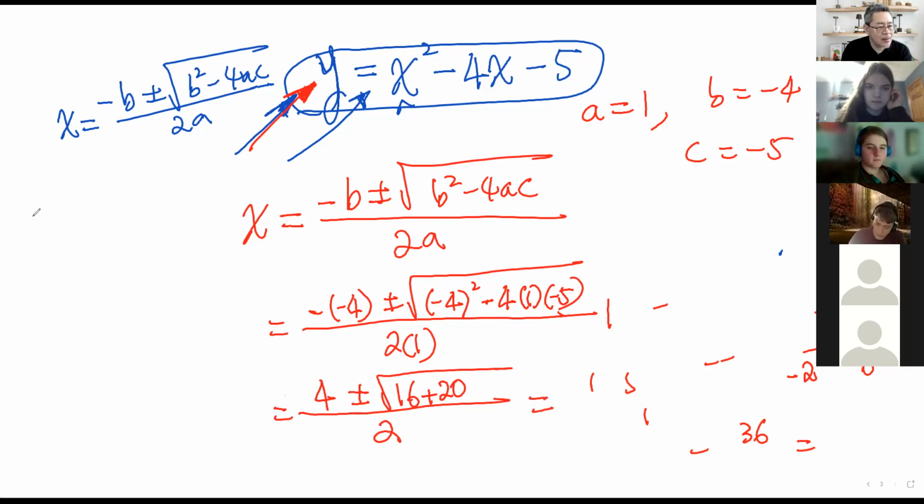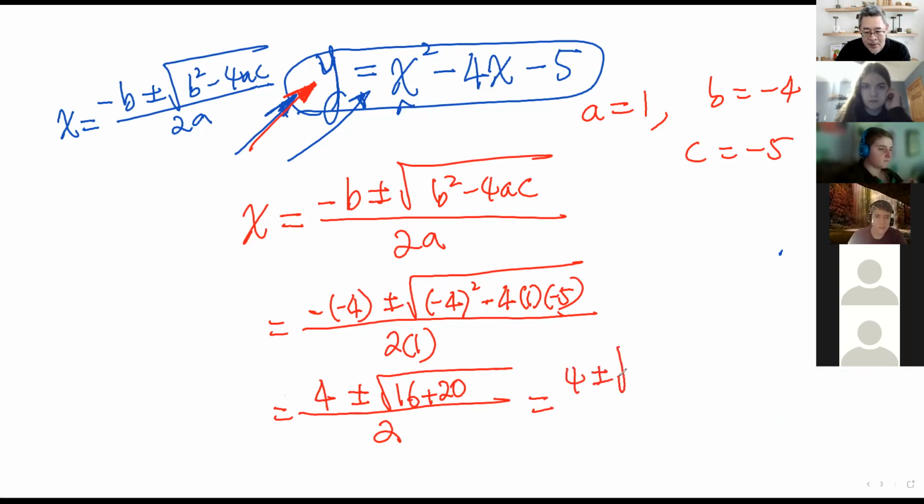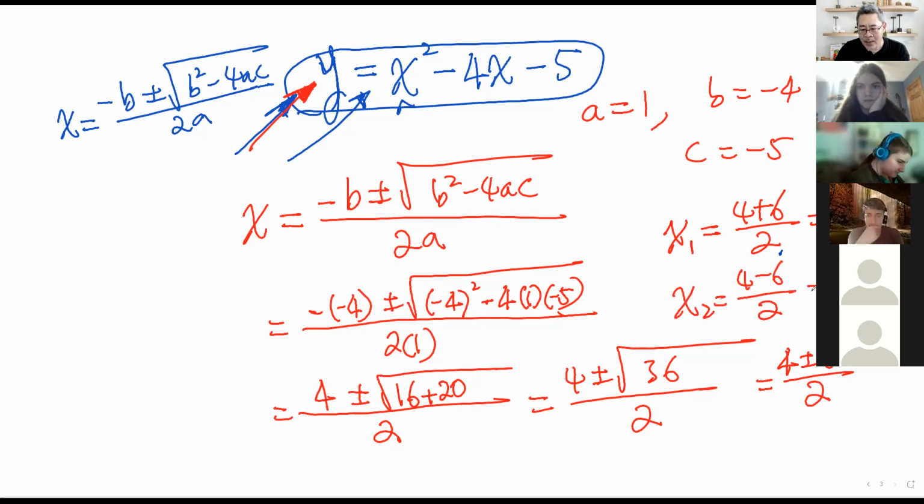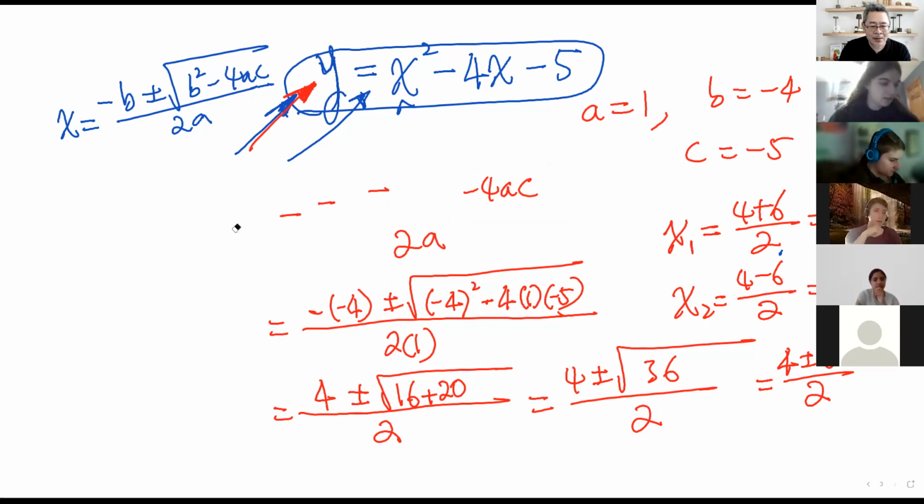And then we got 4 plus or minus the square root of 36 over 2. Now, the square root of 36 is 6. So we got 4 plus or minus 6 over 2. Then we got two answers. One is 4 plus 6 over 2. That's 10 over 2, gives us 5. The other is 4 minus 6 over 2. That is -2 over 2, which is -1. Okay. We good here? Yes, I believe so.